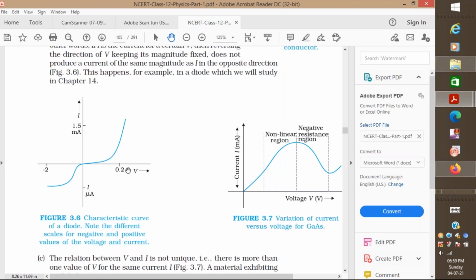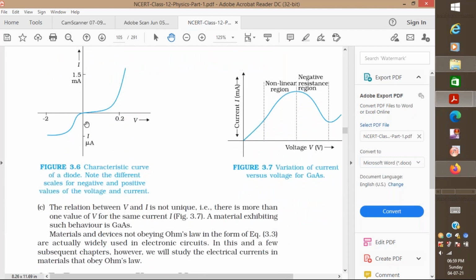Now if I apply the same voltage on the same material in the opposite direction, with opposite polarity, what happens? That is called reverse polarity. In the reverse polarity, look at the value of the current, almost 1.5 in the forward case, which is a large value, but here you get a very small value of current. Obviously in the reverse direction also, voltage and current do not vary linearly.